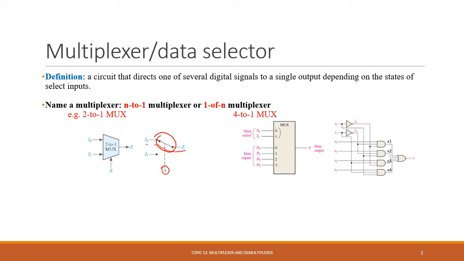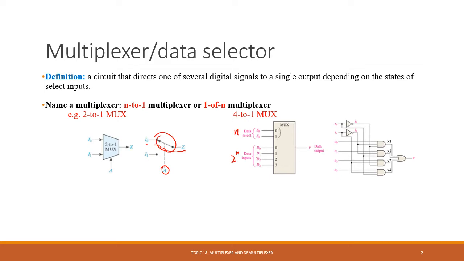So 2 to 1 mux is the simplest mux, and we have 4 to 1, 8 to 1, 16 to 1 mux too. For the 4 to 1 mux, because we are selecting among 4 data inputs, we need at least 2 select inputs. So the number of select inputs and the number of data inputs has the relation like n to the power of n, right?